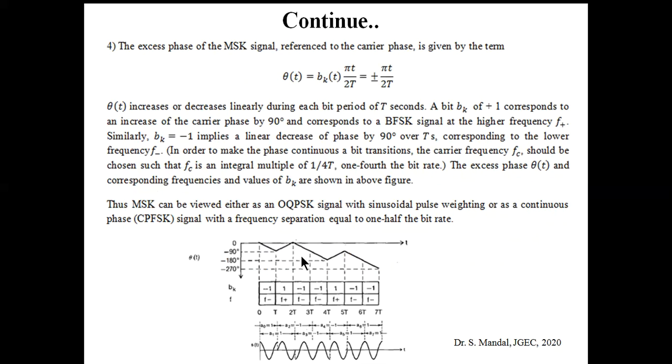Next, we have seen that there is a phase term given by bk(t) into πt/2T, which is called the excess phase. So we define theta(t) as the excess phase, bk(t) into πt/2T, that is nothing but plus or minus πt/2T. Depending on the value of bk(t), theta(t) can either increase or decrease.